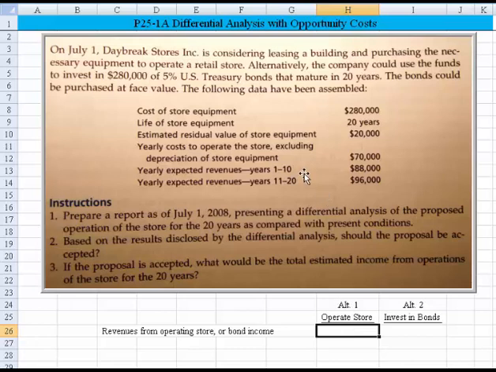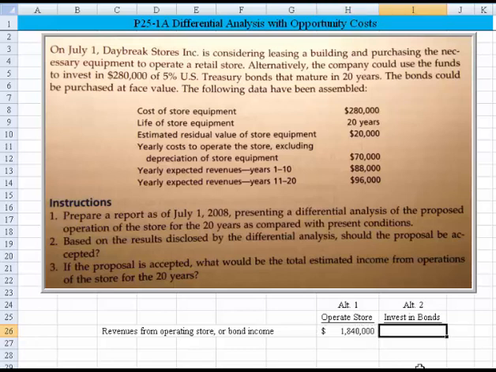Okay, for the revenues for operating the store, if we look at the schedule, we can determine that for the first 10 years we'll make $88,000 a year, and from years 11 through 20 we'll make $96,000. So I'll take 10 times the 88,000 plus the 96,000. Now I'm just combining that since they're both 10 years. We can combine that and multiply, and we come up with $1,840,000. Let's put a dollar sign around that.